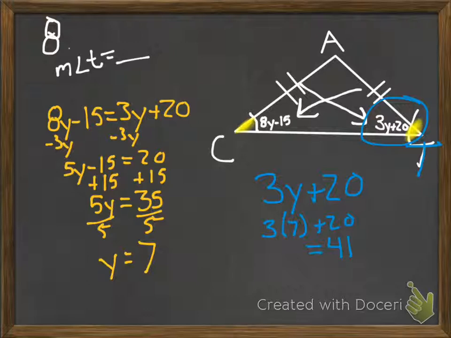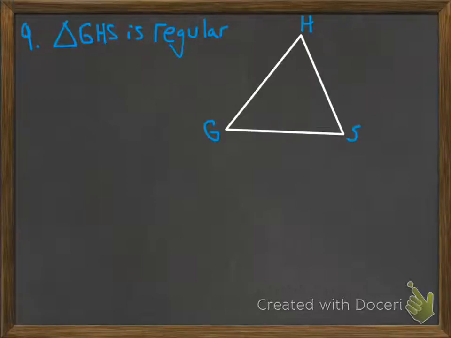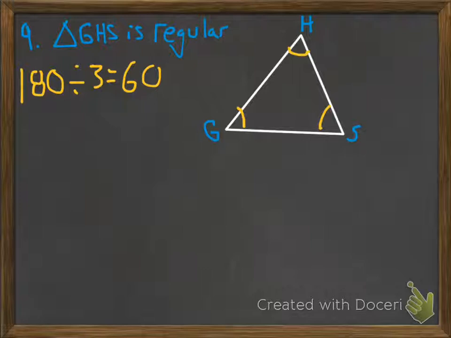Alright, let's clear that out and move on to number 9. Okay, so number 9 says triangle GHS is regular. That's some important information in this triangle, so that tells us something about all of the sides and all of the angles. And what that tells us is all of the sides are equal and all of the angles are equal. So if we know all three of these angles are equal, what we're going to do is 180 divided by 3, and that's going to equal 60. So whenever we have an equilateral, equiangular, or regular triangle, all three of the angles are always 60 degrees.